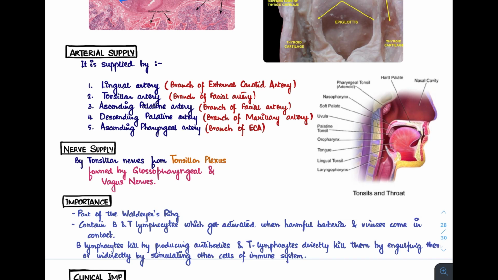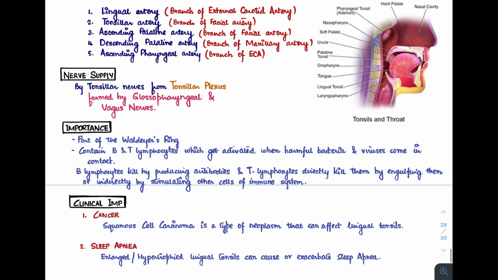Again, coming back to the importance, it forms a part of the Waldeyer's ring and thus helps in lodging an immune response. Now, clinically, this structure has a lot of importance because it can be the seat of squamous cell carcinoma in many cases.